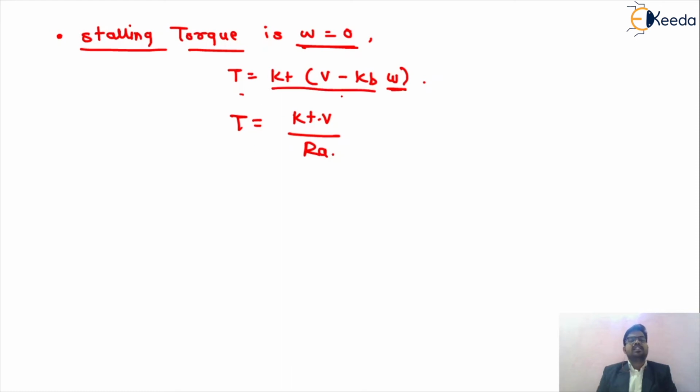So this is basically the equation related to your torque, and this is the term Ra, which is available at the bottom side of the torque expression. So this is the first case.